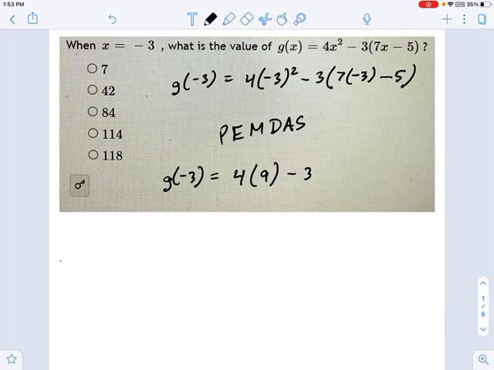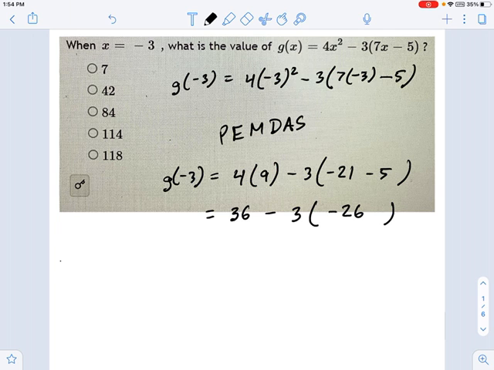I'm not going to do this 3 times part yet because I haven't sorted out what's on the inside of that parentheses. So I go into the parentheses and I find more stuff. I find multiplication that I want to do first. So 7 times negative 3 is negative 21. I'm not dealing with the negative 5 yet. Okay, in the next step, I say, oh, 4 times 9, that's 36. And over here, I'm not ready for that 3 times part because I haven't sorted out what's in the parentheses yet. Negative 21 minus 5, no problem, negative 26.